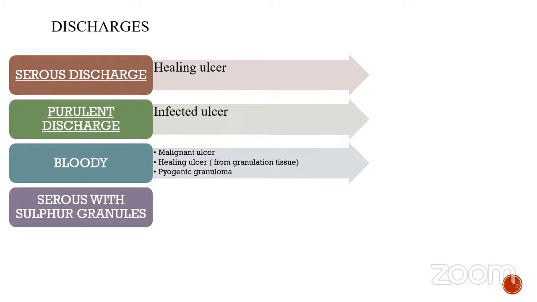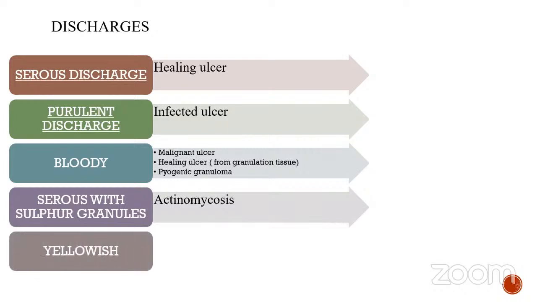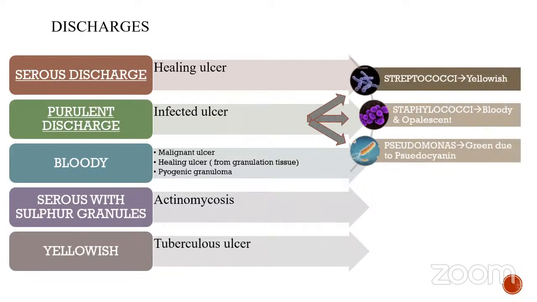Then serous discharge with sulfur granules is an indication of actinomycosis. If the ulcer is happening due to actinomycosis, then it will have sulfur granules within it. So the discharge will be serous with tiny sulfur particles in it. Last one is yellowish discharge. It's a feature of the ulcer. Purulent discharge, if the ulcer is infected with Staphylococcus, will have yellow color. The discharge will be yellowish in color.